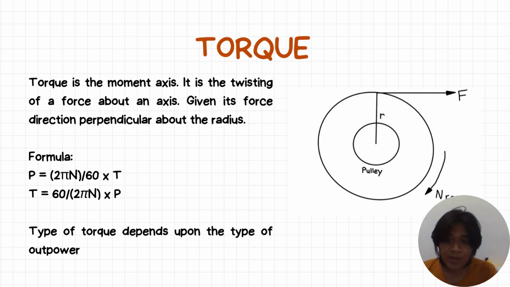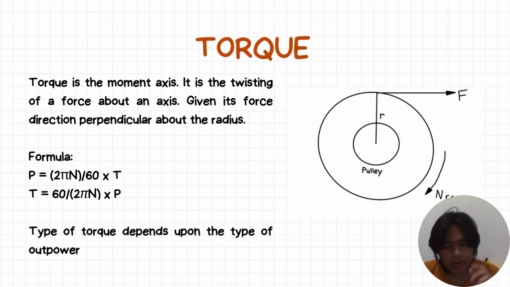So we were given a formula that power is equal to T times angular velocity, where n is of course RPM. So 2 pi n alone represents RPS. Converting it to RPM, we divide it by 60. Isolating T, we will now have the torque formula, where T equals 60 over 2 pi n times P.